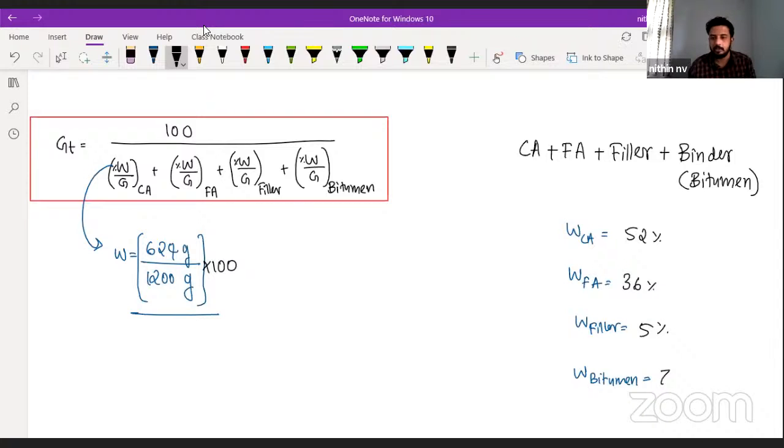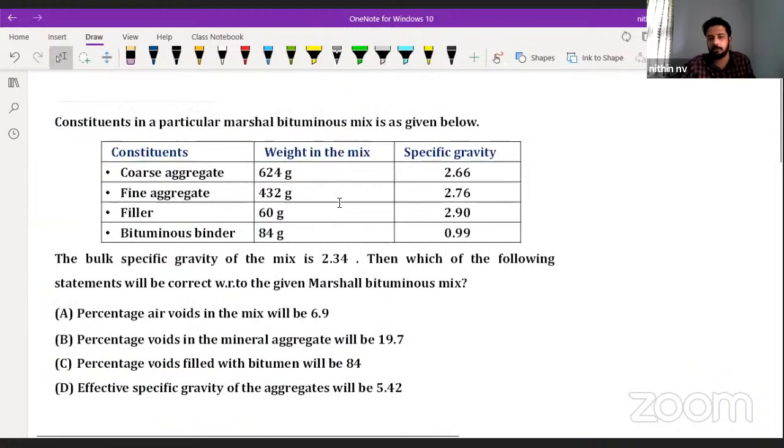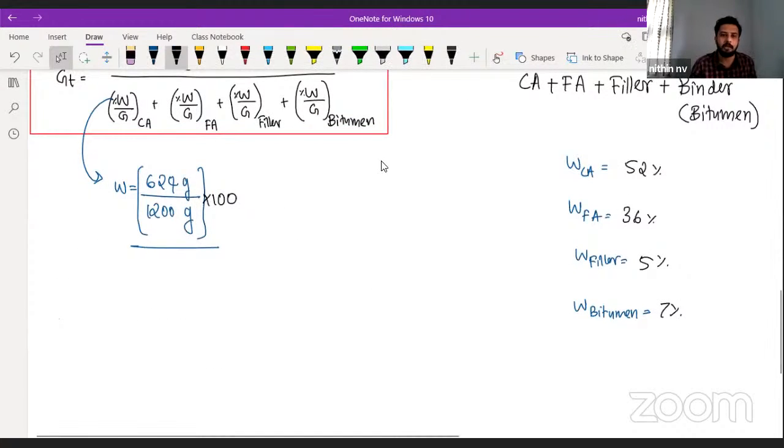5%, 7%. Correspondingly, the specific gravity is also given in the question. Now we can substitute easily. Now you calculate and tell me how much you are getting for GT. Everyone please comment and tell me how much it is.